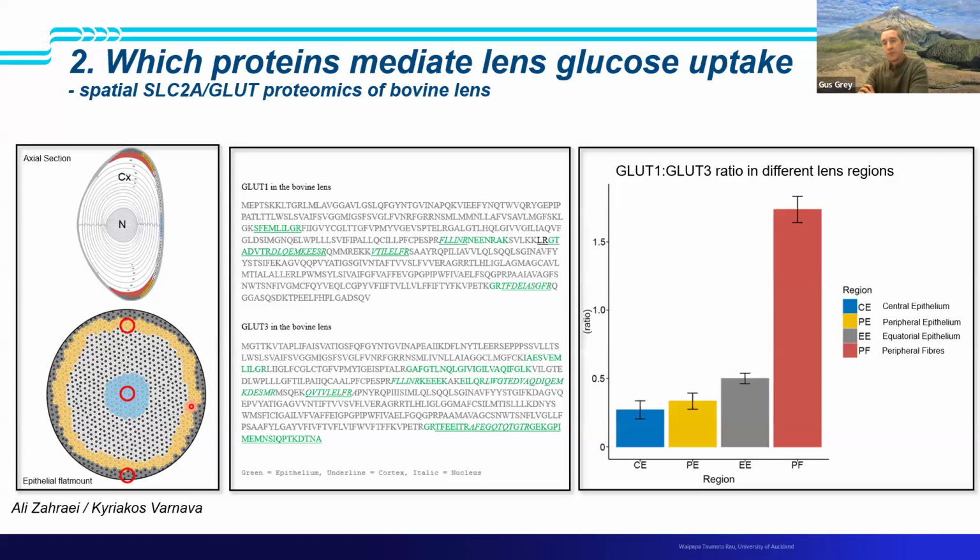We've then done a relative ratio, an abundance ratio, and shown that GLUT3 is more abundant in the central epithelium and GLUT1 is more abundant in that peripheral epithelium and when we get into those fiber cells.